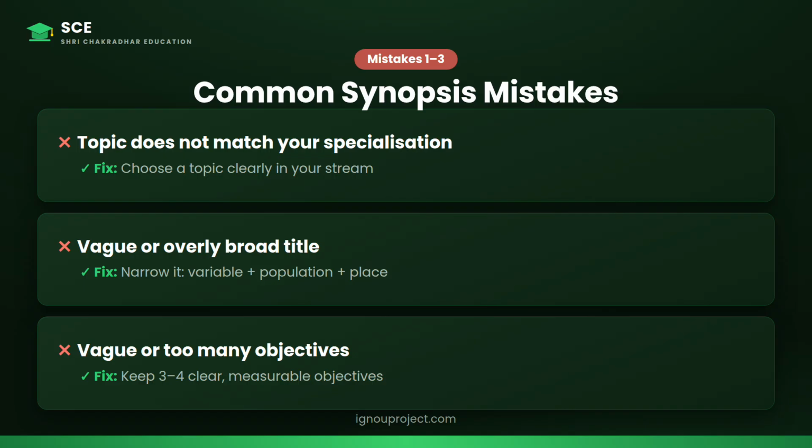Mistake 2. A vague or overly broad title. A title like, "A study of marketing" is too wide. The fix. Narrow it using variable, population, and place so it becomes specific and researchable. Mistake 3. Vague or too many objectives. 10 loose objectives confuse the evaluator. The fix. Keep 3 to 4 clear, measurable objectives, each beginning with an action verb.